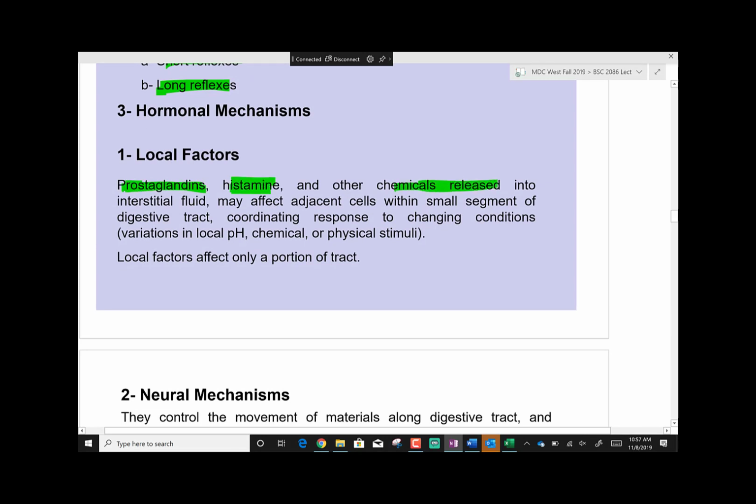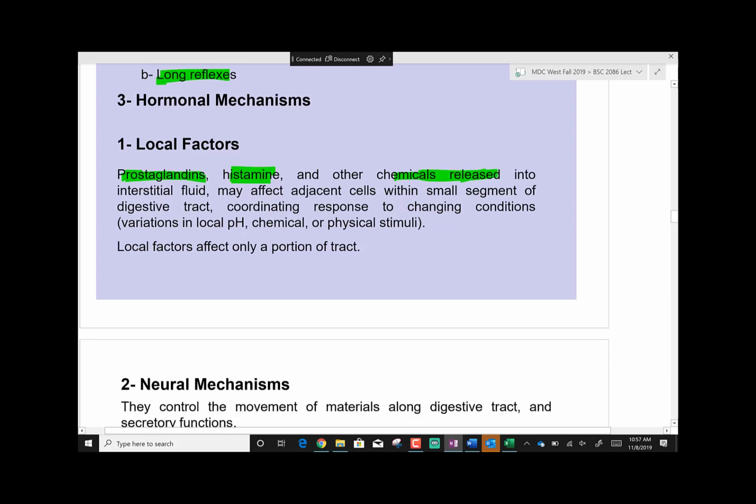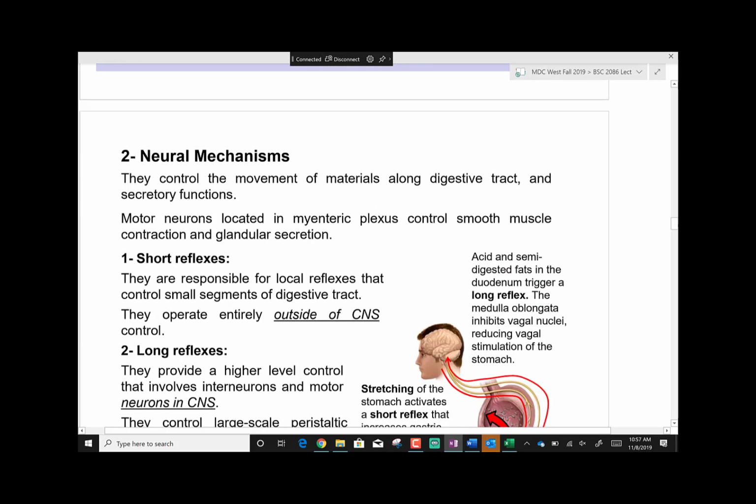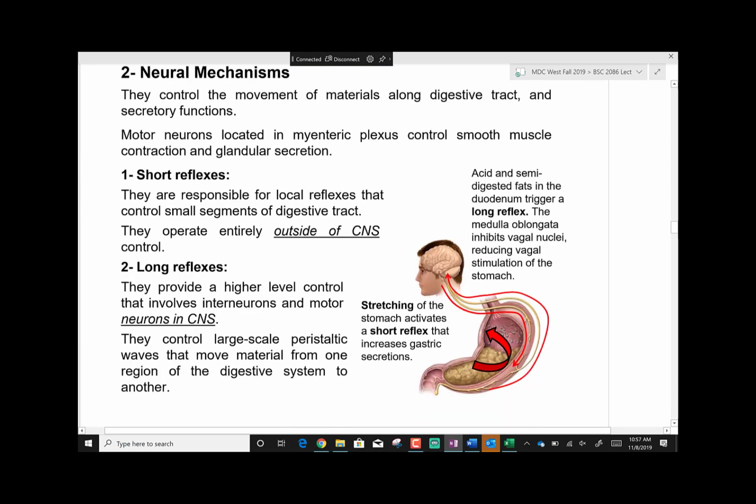So again, local factors are the food entering and causing all these things to be released: prostaglandin, histamine, other chemicals according to the area. For the neuronal mechanism, you have a short reflex, which is outside the CNS, meaning on the actual local organ, around the organ. And then a long reflex will be basically coming from the nervous system, which means secretion of acids, movement of the stomach, and peristalsis.